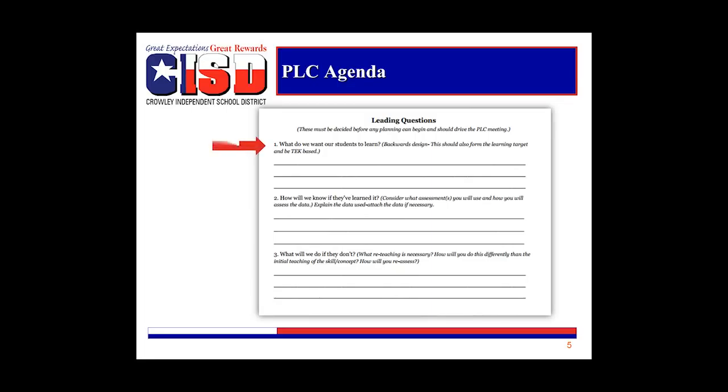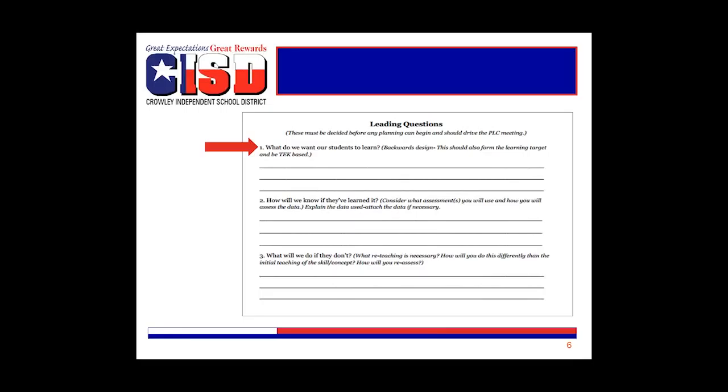What do we want our students to learn? How will we know when they have learned it? And what will we do if they don't? Let's begin with leading question 1. What do we want our students to learn?